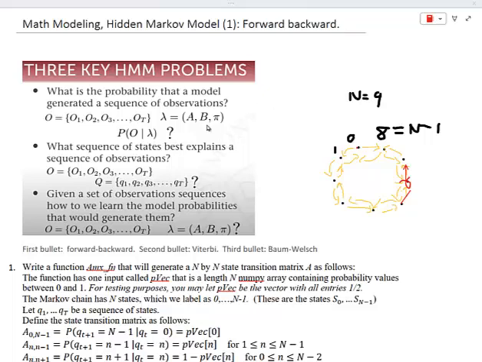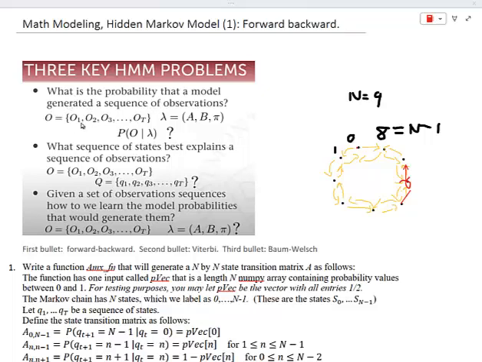Okay, so let me present this set of exercises. These all relate to hidden Markov models, and the bullets here present the key problems involved in solving hidden Markov models. The first problem is, what is the probability that a model generated a sequence of observations?